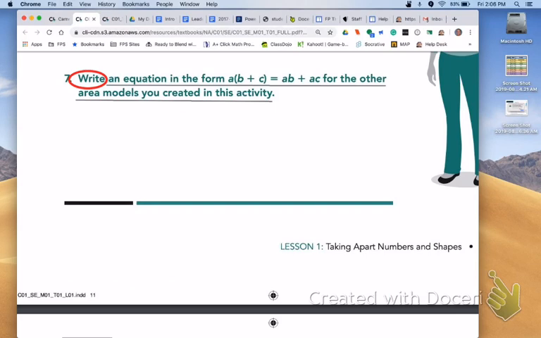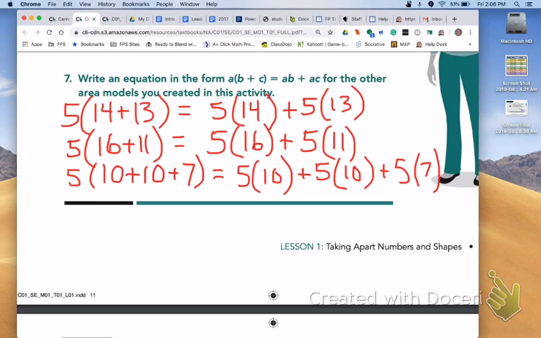Please answer number 7 with your group. For number 7, here are the 3 area models, the equations for the 3 area models that I created in this activity using the distributive property.